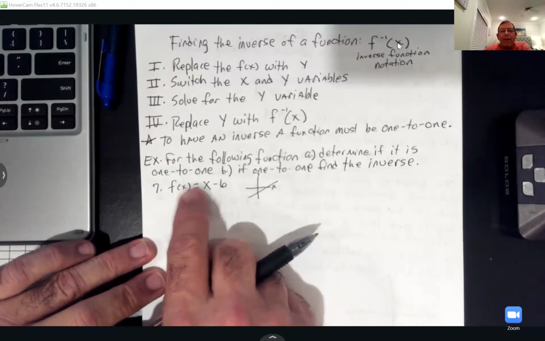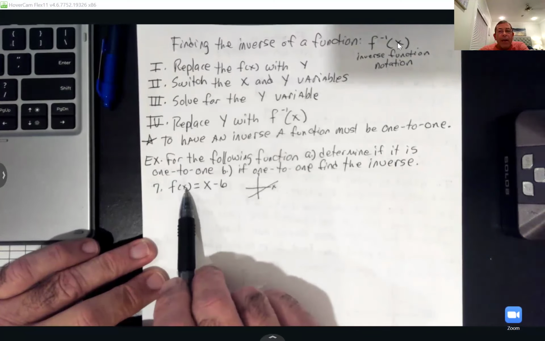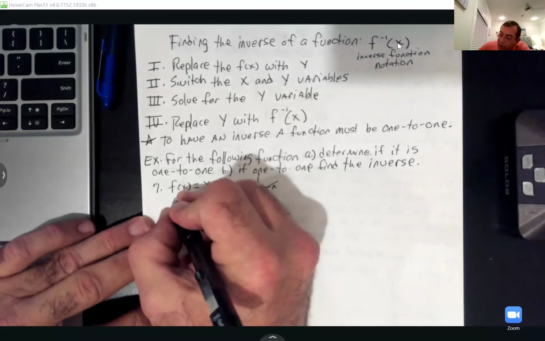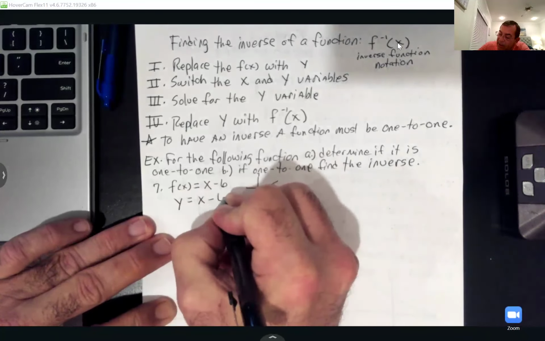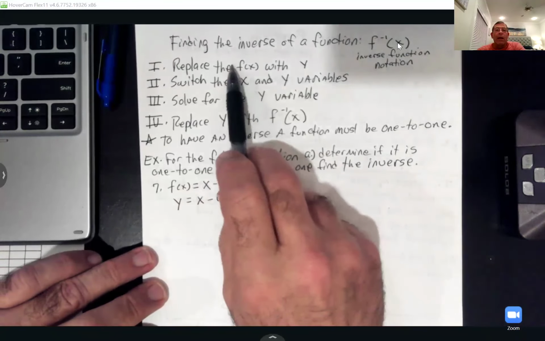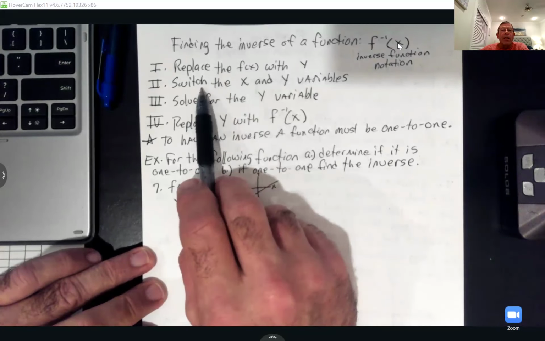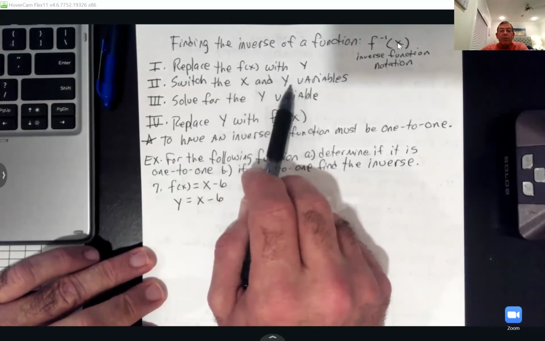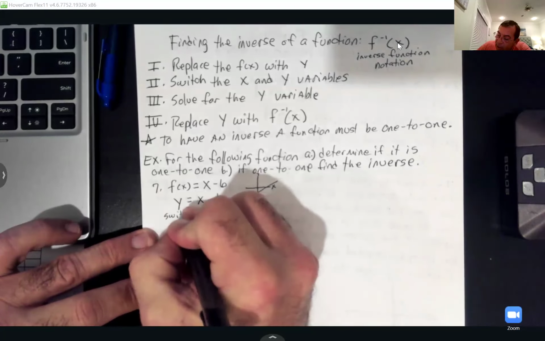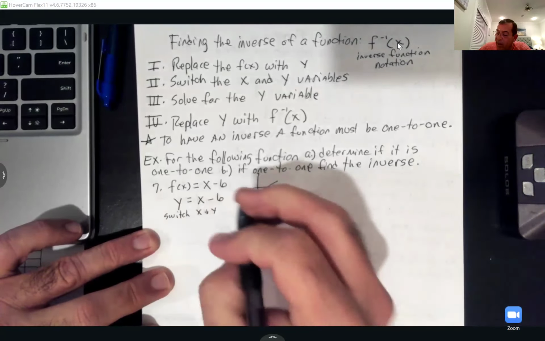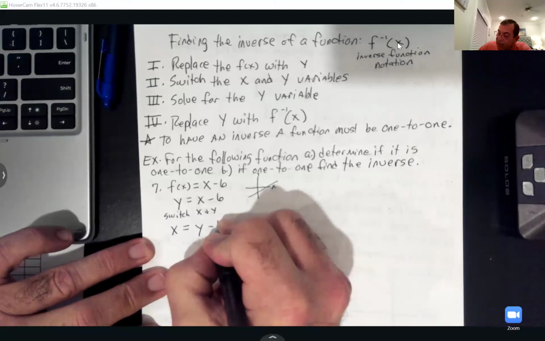So we're going to find the inverse out of this. The first thing it says, replace the f of x with a y. So you're going to come in and go y equals x minus 6. All right, so we did that. Y is now here instead of f of x. Next thing we said, we're going to switch the x and y variables. So we switch x and y so that this becomes x equals y minus 6.